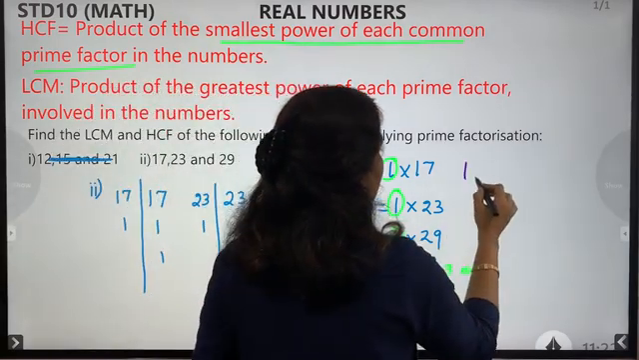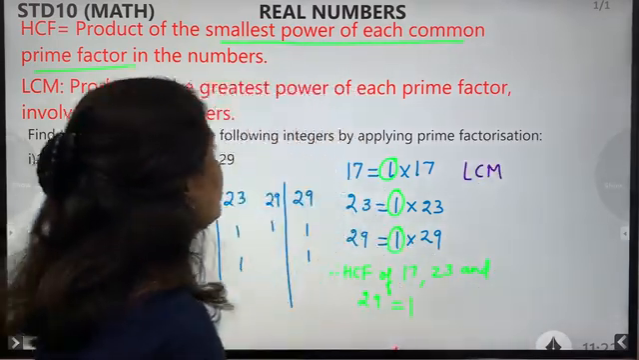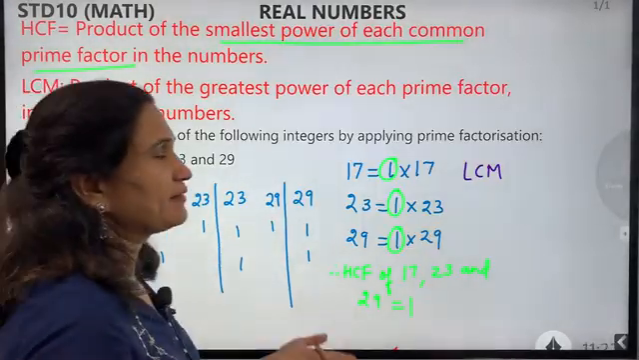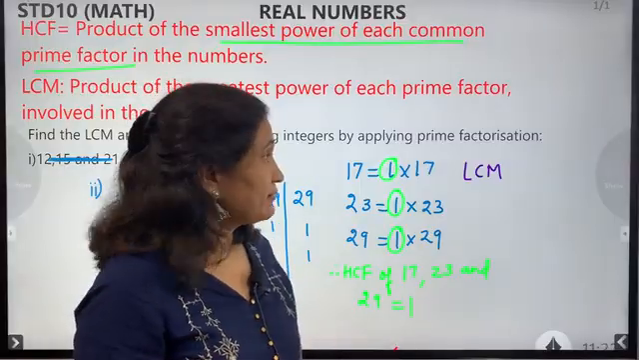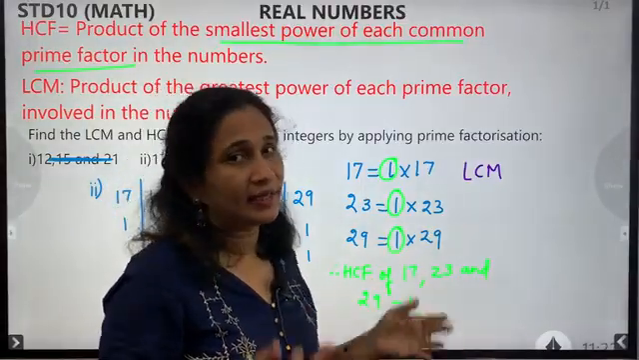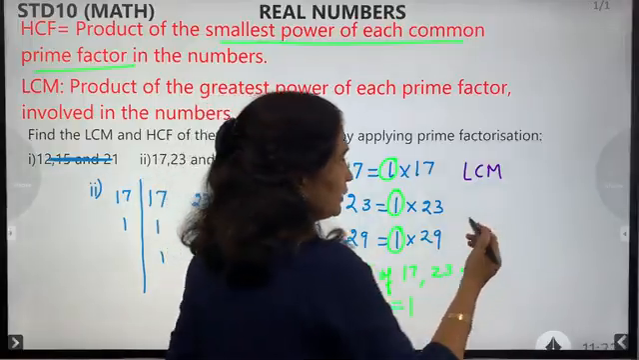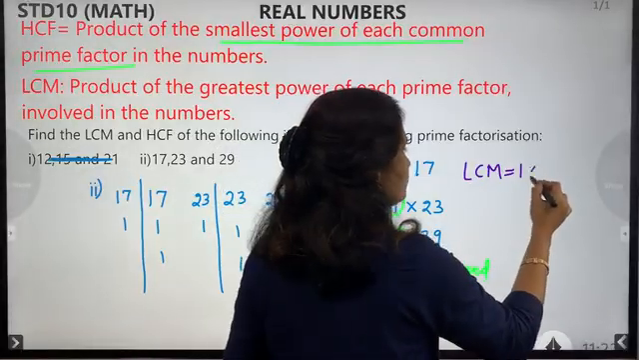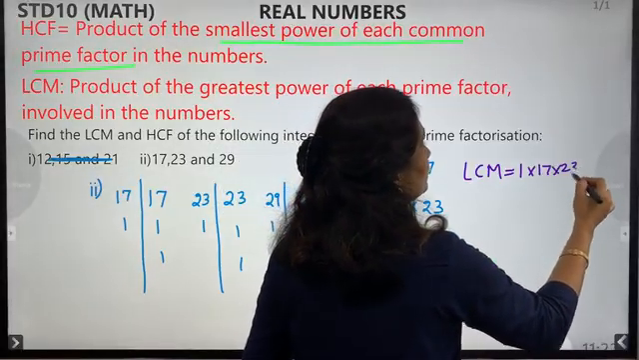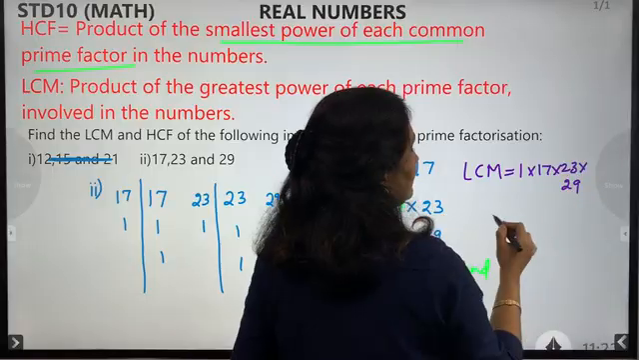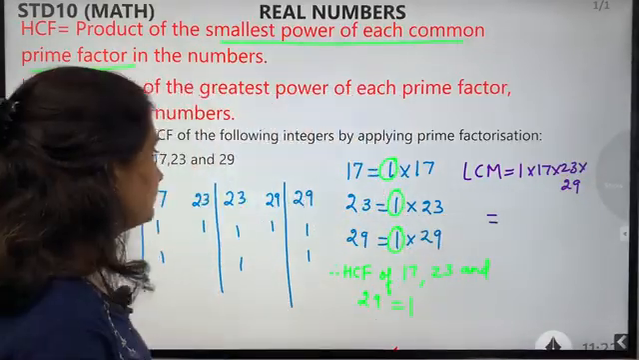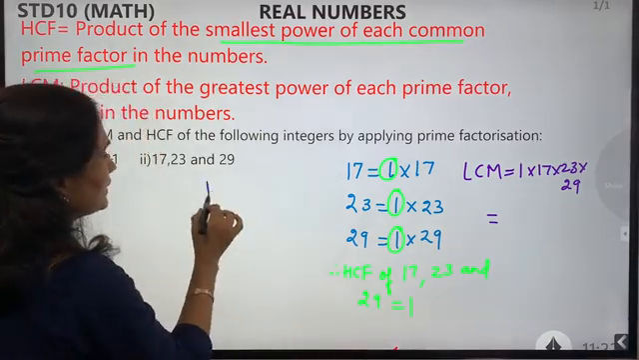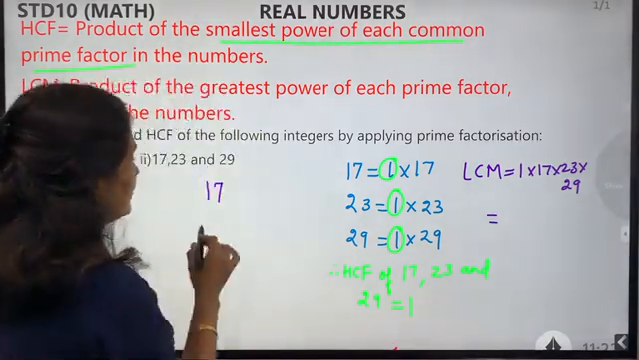Coming to LCM. For LCM what do we do, children? For LCM we take the greatest power of each prime factor. Now which are the prime factors? All prime factors in this are 17, 23 and 29 and 1 is repeated. So 1, even if you write, you don't write, makes no difference over here anyways. But 1 into 17 into 23 into 29, and that will give me the LCM for these numbers. So let us see what is the multiplication. And again for LCM you always have to be ready for bigger calculation. So 17 into 23.